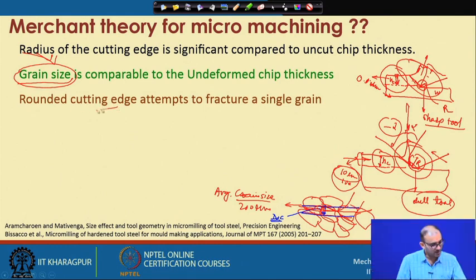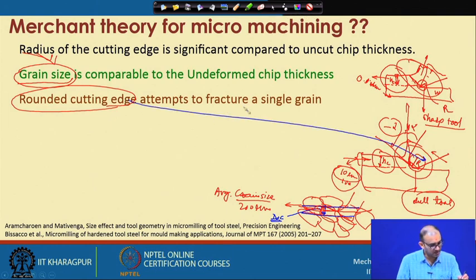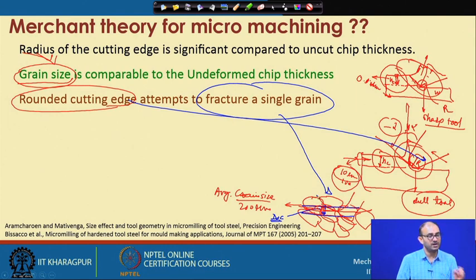So, this is your rounded cutting edge, and it is cutting or fracturing a single grain. This is the grain. At that time you do not have sharpness, but you have a possibility of cutting the grain. So, that is even more difficult in the micro machining case.